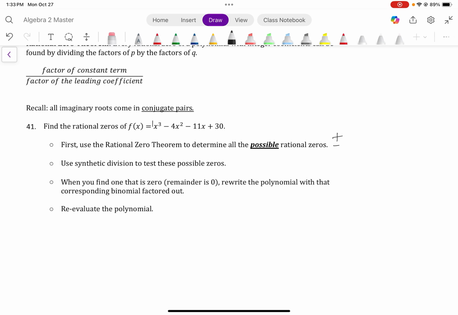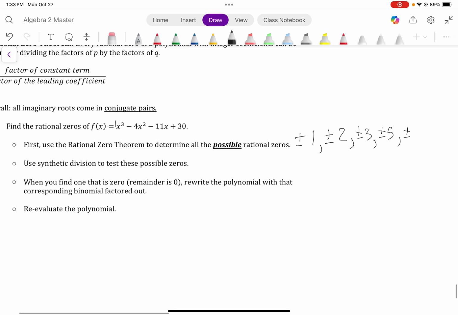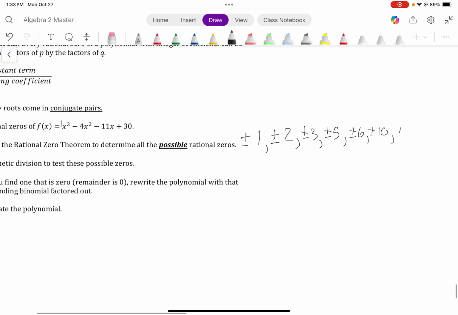Since 1 is just 1, we get plus or minus 1, plus or minus 2, plus or minus 3, plus or minus 5, plus or minus 6, plus or minus 10, plus or minus 15, and plus or minus 30. Where these all come from, you can think of them as all over 1. All of those numbers that I wrote in black are going to be factors of 30, and the ones on the bottom are all factors of 1.